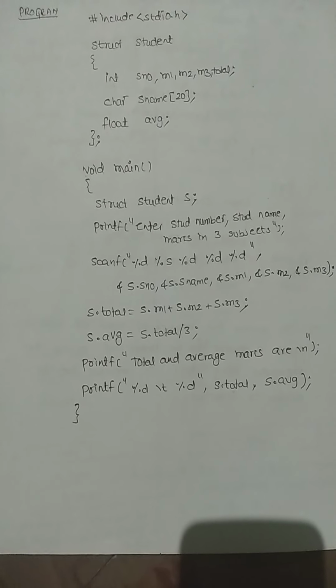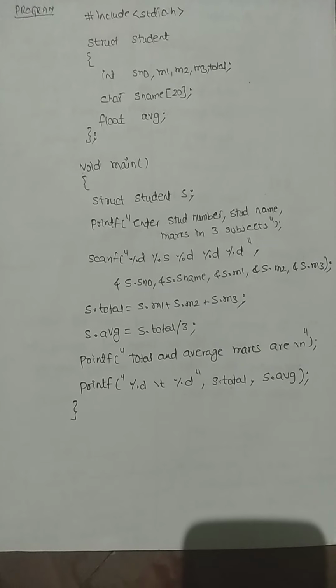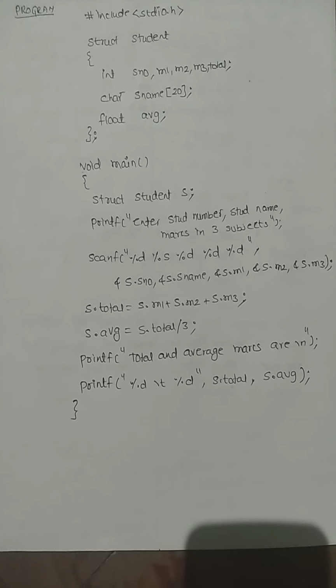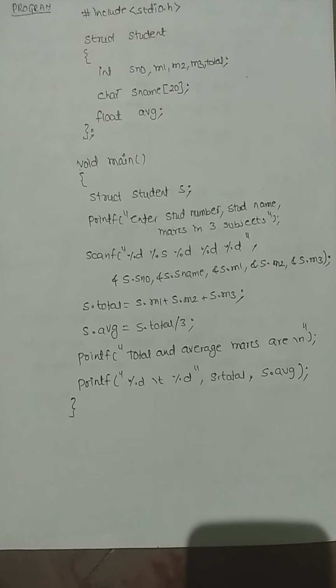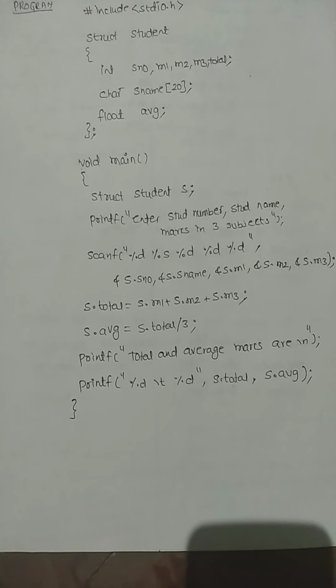Now I have to calculate the total. Again, total is a member of the structure, so we are going to say s.total = s.m1 + s.m2 + s.m3. Again, I want to calculate the average, so again average is a member of the structure: s.average = s.total / 3. So like this we will calculate total and average.